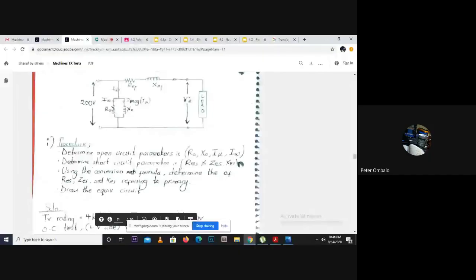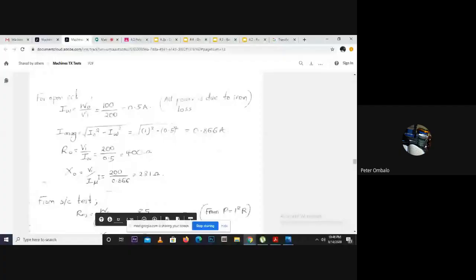From Ohm's law, they are connected in parallel. So R naught or X naught will just depend on which current. So first is to obtain the currents, and then R naught and X naught are going to be obtained respectively depending on the current. That is the way we are going to handle the open circuit.